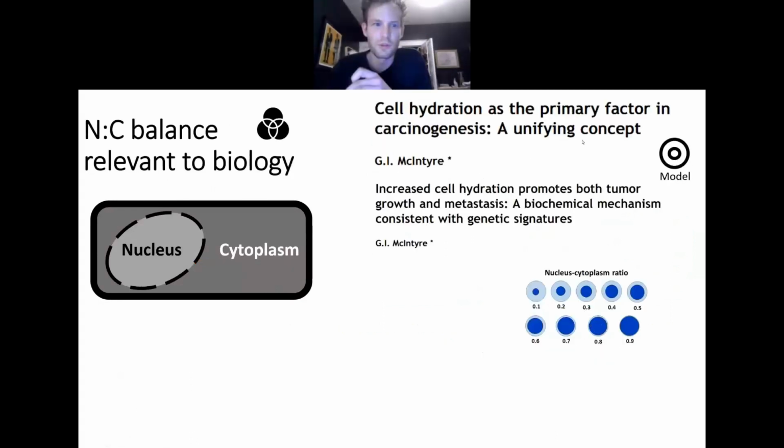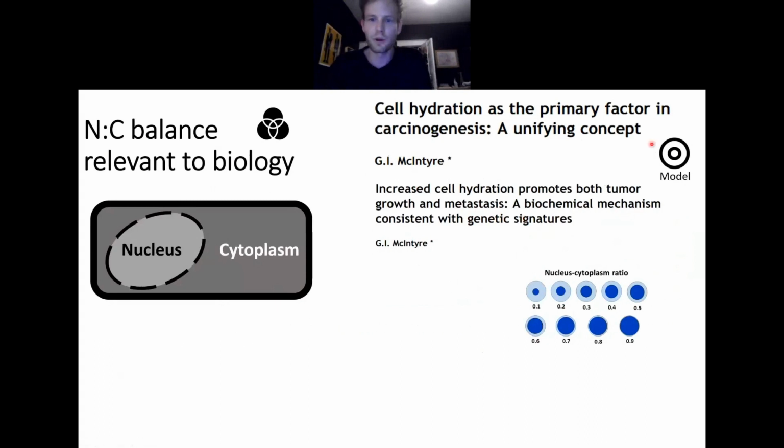And so this idea of the nucleus and the cytoplasm having their unique hydration environments, but that they talk to each other, I think means that this nuclear cytoplasmic volume ratio balance might be relevant to biology. And these titles are from a 2006 and 2007 paper from the same person, Dr. McIntyre, where they pose that cell hydration is a primary factor in carcinogenesis, a unifying concept, and increased cell hydration promotes both tumor growth and metastasis, a biochemical mechanism consistent with genetic signatures.